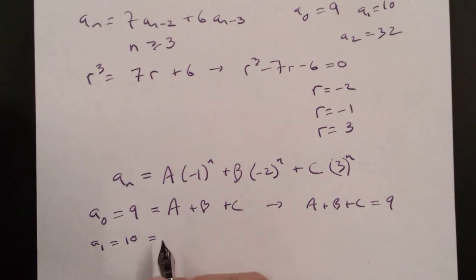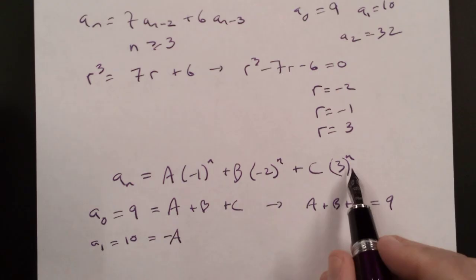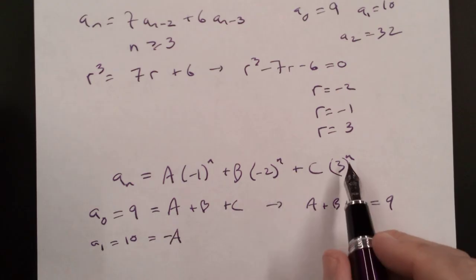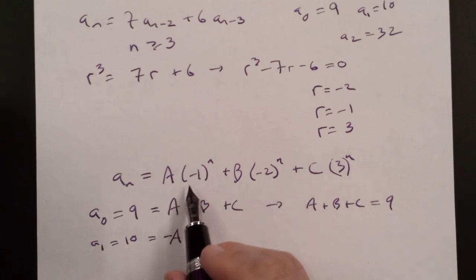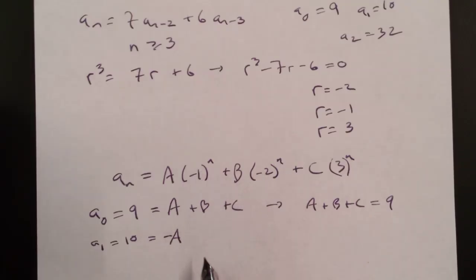A minus B plus C. Oh, careful. Those are -2 and 3 raised to the first power. So while you're right here, I get -1 to the 1. Here I get -2 to the 1, so it'll be minus 2b. And here it's 3 to the first, so it's plus 3c.